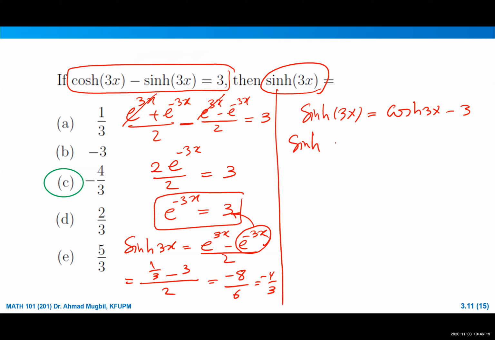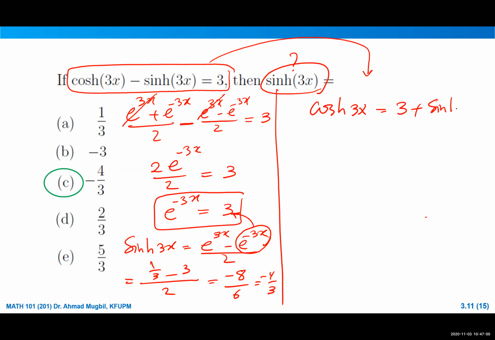What will you have? You will have sine squared 3x equals, square this, cosine hyperbolic squared 3x minus 6 cosine hyperbolic 3x. Oh, it will not be good, by the way, because I need to find sine hyperbolic. So it is better here to move the sine to the beginning. So I will go back because this is not what I want. I want sine. I keep cosine hyperbolic squared, so I will write cosine hyperbolic 3x equals 3 plus sine hyperbolic 3x.